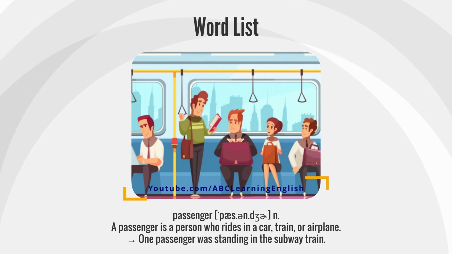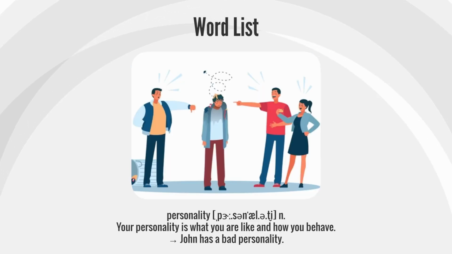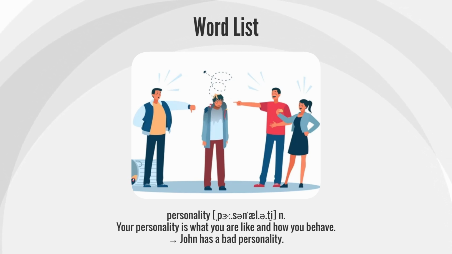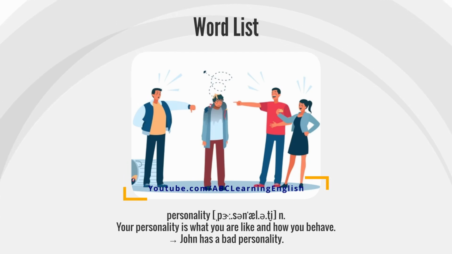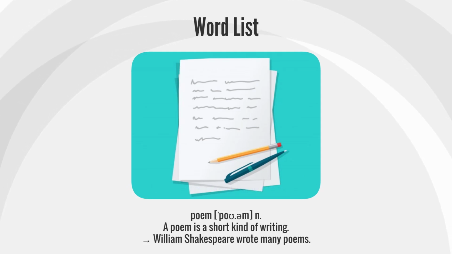Passenger. A passenger is a person who rides in a car, train, or airplane. One passenger was standing in the subway train. Personality. Your personality is what you are like and how you behave. John has a bad personality. Poem. A poem is a short kind of writing. William Shakespeare wrote many poems.